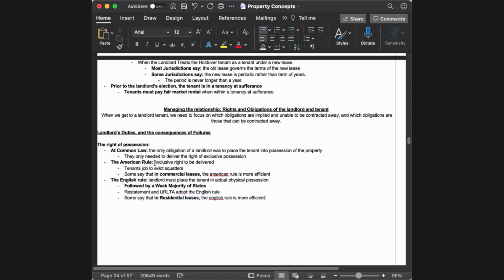But yeah, so the American rule is essentially you just need to give the contractual right to the tenant, whereas the English rule is that the landlord must actually provide physical possession of the property to the tenant by ejecting squatters, essentially.